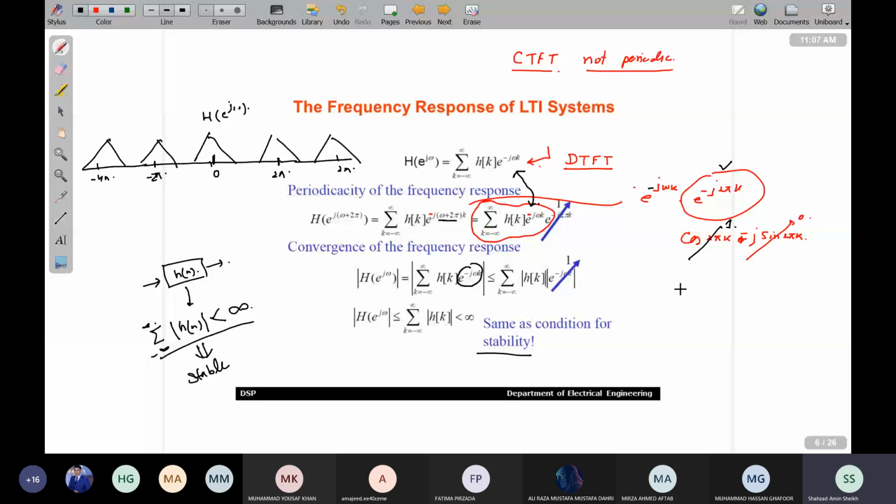So whenever we are talking about the DTFT existing, it will converge. Okay, the DTFT converges. So everything is the same. All these three statements are the same. Whenever we have a stable system, it means that the discrete time Fourier transform of that system exists, or the DTFT is converging. Is that clear? Should we move forward? Yes sir.